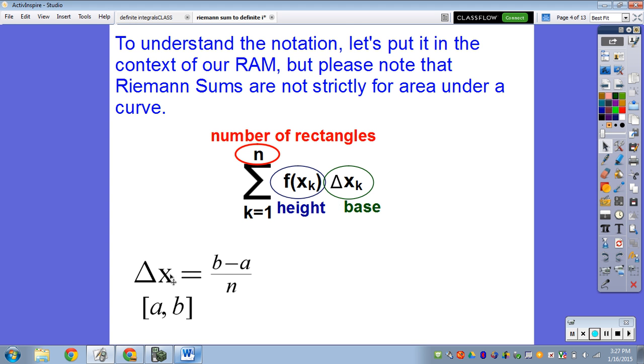And remember that delta x is just your right bound minus your left bound divided by the number of rectangles. And so that's how you would find the width of each rectangle, and that would be your value for delta x, and then your y values would change according to where you were in your interval.